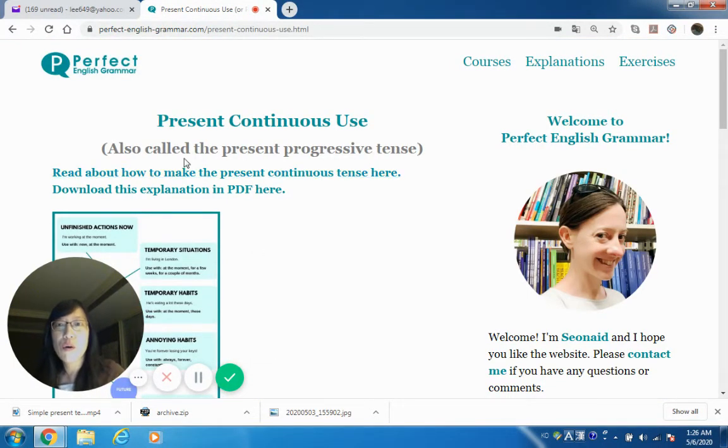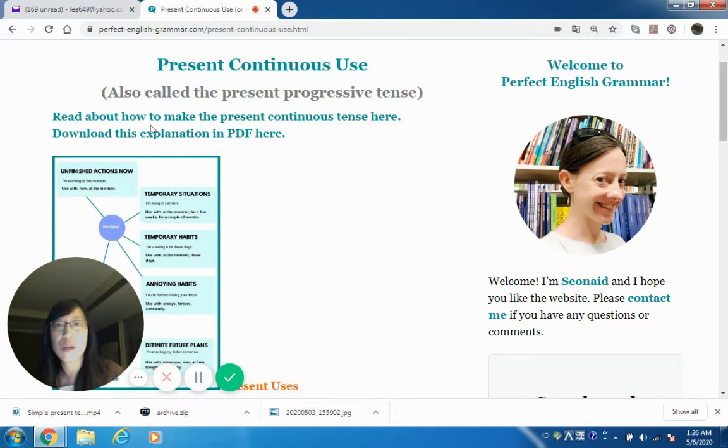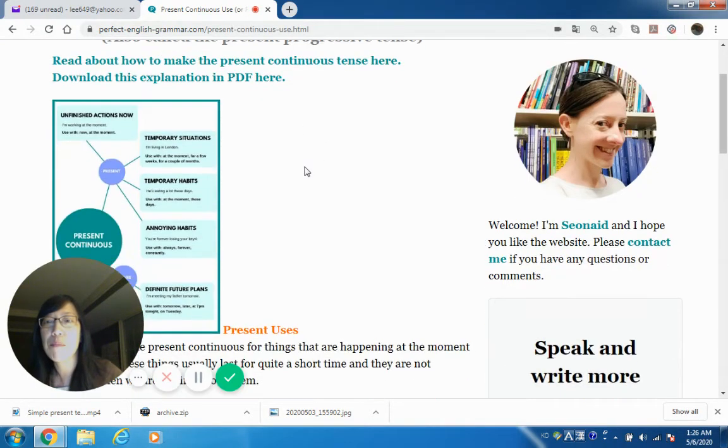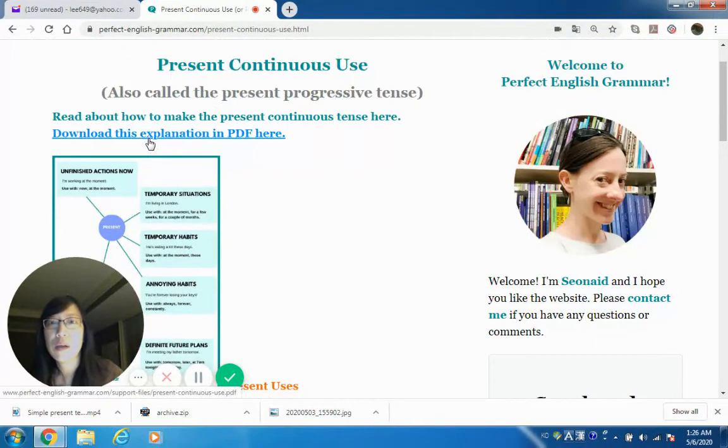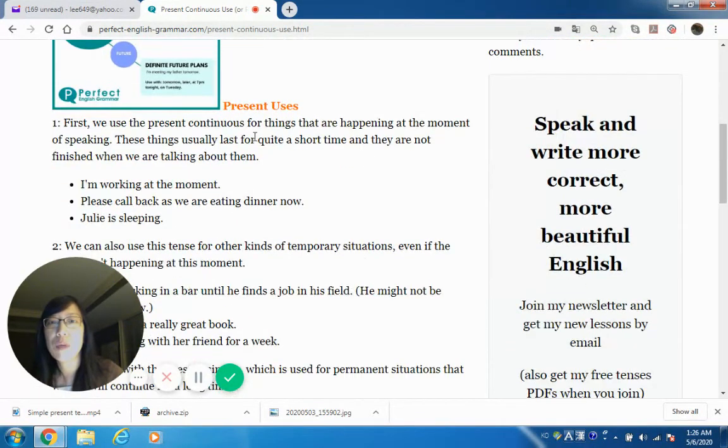And let's go over our present continuous uses. It's also called present progressive. It means it's happening right now. First, we use the present continuous for things that are happening at the moment. These things usually last for quite a short time, and they are not finished when we're talking about them.